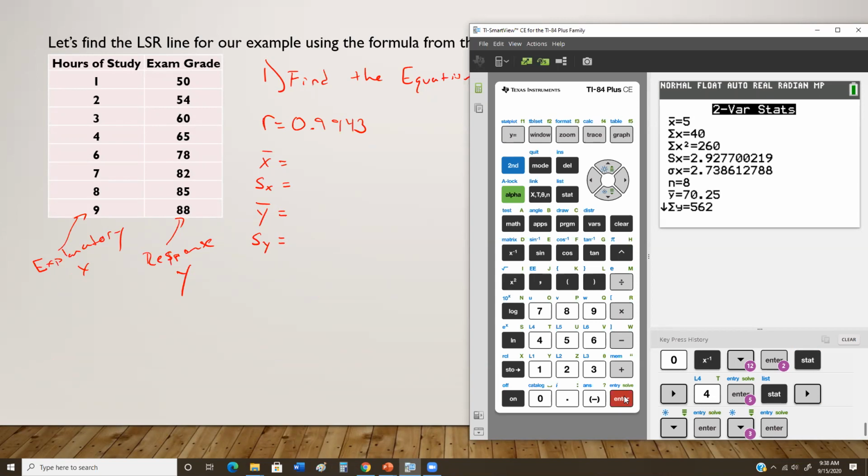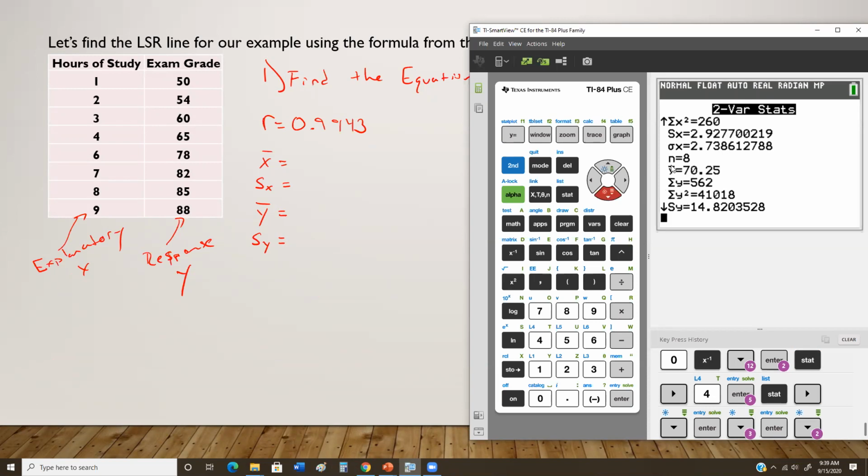All right, great, awesome. And look at this, x bar. What's the average amount of time that people spent studying? 5. Yeah, do you see S sub X right there? The standard deviation for X was 2.9277. I'm gonna scroll down. I see y bar. Wow, this is awesome. y bar is 70.25. And the standard deviation for the y variables was 14.8204 when I rounded to four decimal places, okay?